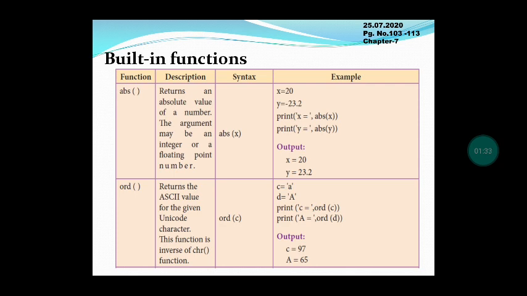In this example, they have given small a and capital A. So ord of c. What is in c? Small a. What is the ASCII value for small a? 97. So c equal to 97 is printed. And next one, capital A has been given. ord of d, that is d. In d, what is there? Capital A. Capital A's ASCII value is 65. So a equal to 65 is printed.